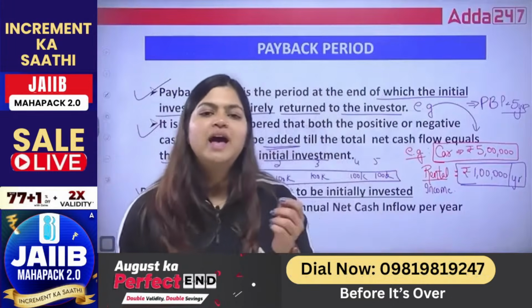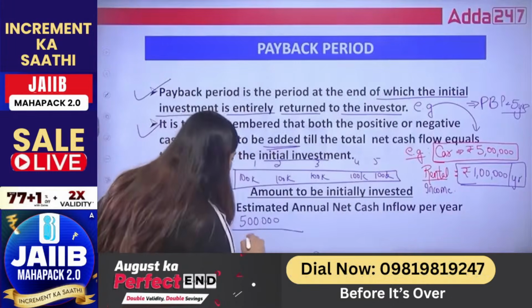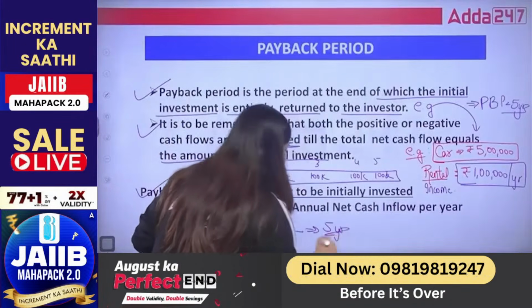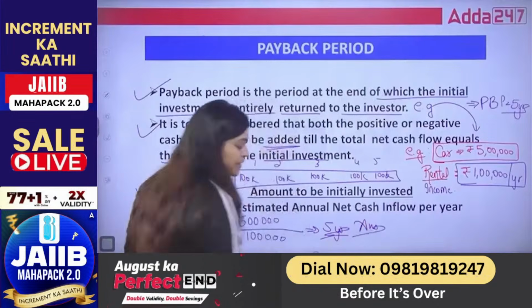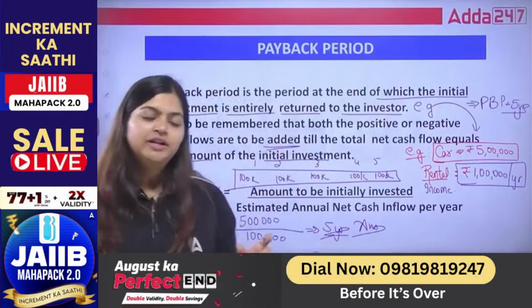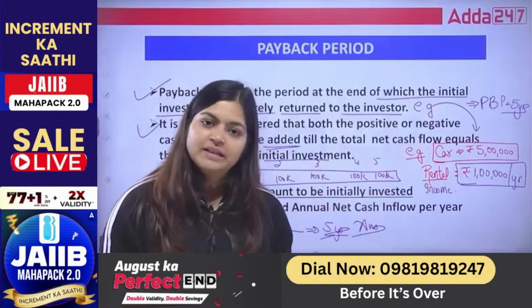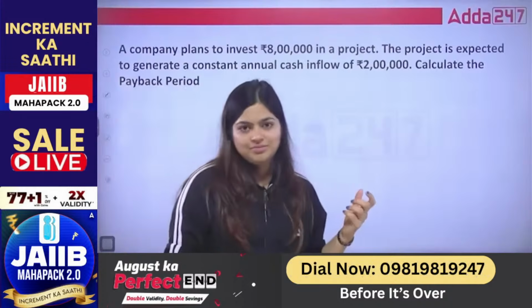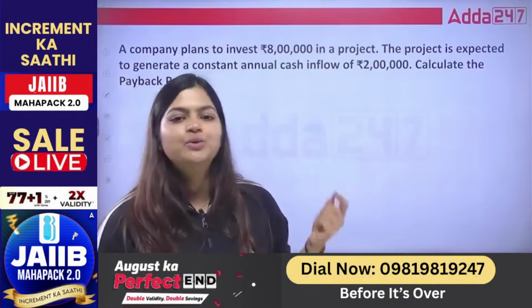Divided by estimated annual net cash flow per year. Every year, what is your annual return? Yes, that is 1 lakh, so 5 lakhs divided by 1 lakh. So here your answer is 5 years. Yes, this is your payback period. And as soon as you calculate this period, you will stop calculating. This is a very simple method, and if in the exam they are asking this type of questions, I know you are going to tackle it.